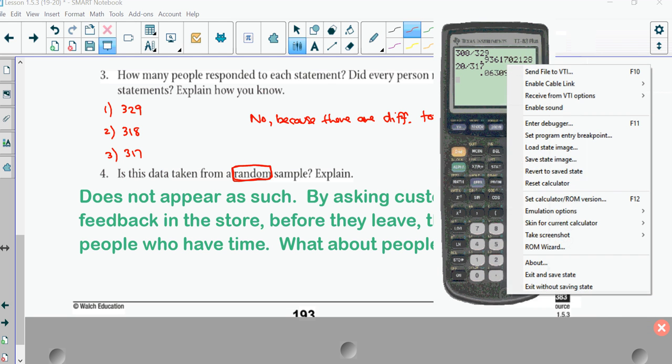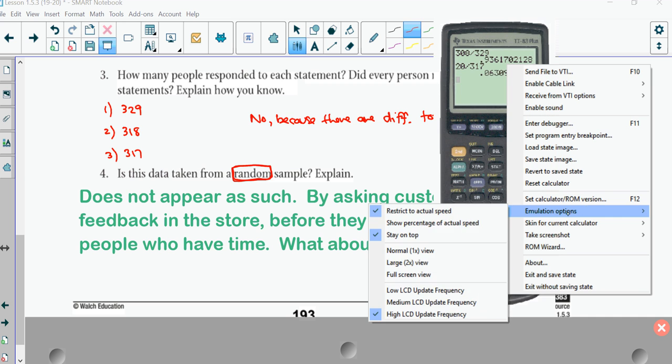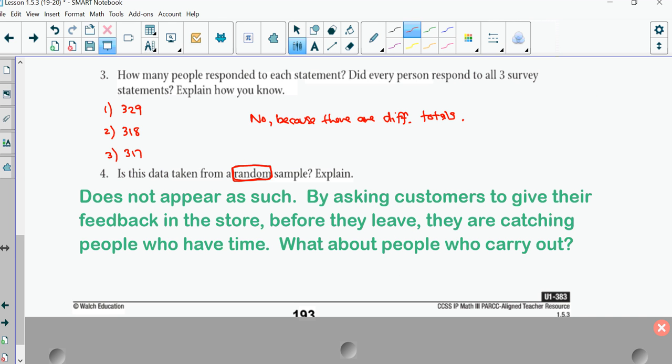We don't need this anymore, so I'm going to get rid of it. Okay. It does not appear as such. By asking customers to give their feedback in the store, so only in the store, before they leave, they're catching people who have time. What about the people who carry out? It doesn't really say anything about that, or if it has a drive-through or anything like that. But the most important thing is that they're catching people who have time. So imagine that you went in, got ice cream, sat down, ate, and then were asked a survey. Usually, once you're ready to go, you're ready to go, and you don't really want to stay there any longer to answer a survey. Maybe they could ask people while they're sitting there to take the survey, that type of thing. But again, it doesn't appear as such.